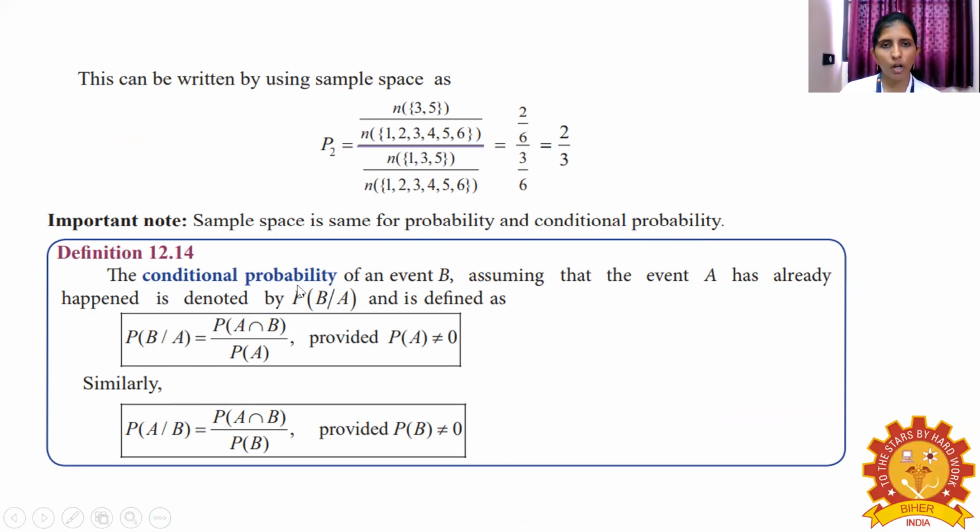The conditional probability of an event B, assuming that the event A has already happened, is denoted by P of B by A, and it is defined as P of B by A is equal to P of A intersection B divided by P of A, provided P of A is not equal to 0. And similarly, we have the formula for P of A divided by B.